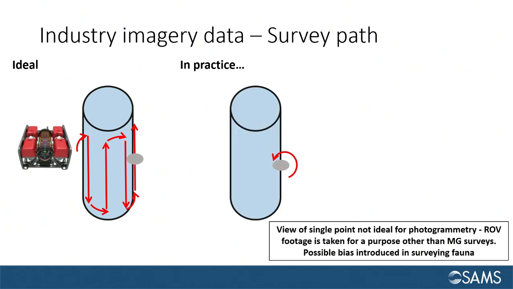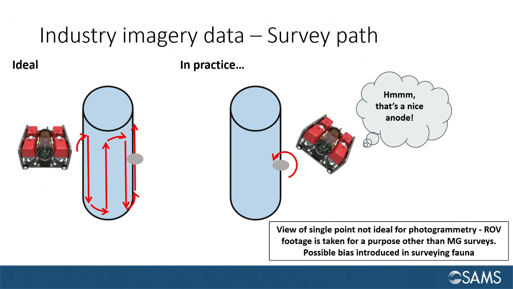But in reality, this happens. In practice, the ROV is probably there for a reason. It's not looking at the marine growth. It's probably found an anode, and it's going to dwell on that. This single point of view is not ideal for photogrammetry. So the footage is obviously taken for another purpose other than marine growth surveys, and this can introduce a possible bias into the marine growth survey.